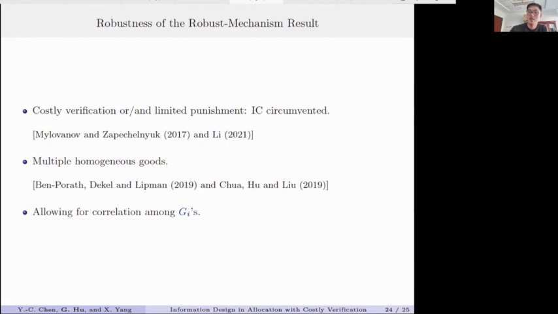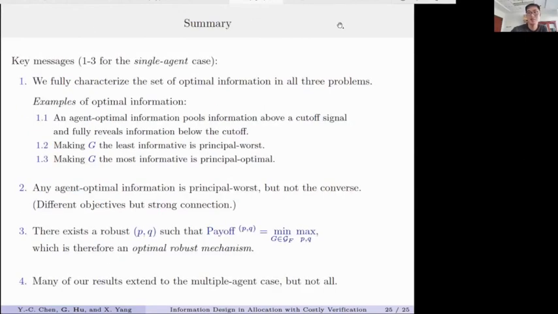And lastly, for the principal optimal information design, the result for the multiple agent case is actually similar to the single agent case. Disclosing the underlying distribution F is principal optimal. Okay. So basically nothing new here in this part. And maybe let me stop here. This is a summary of the result, the same as the overview page.